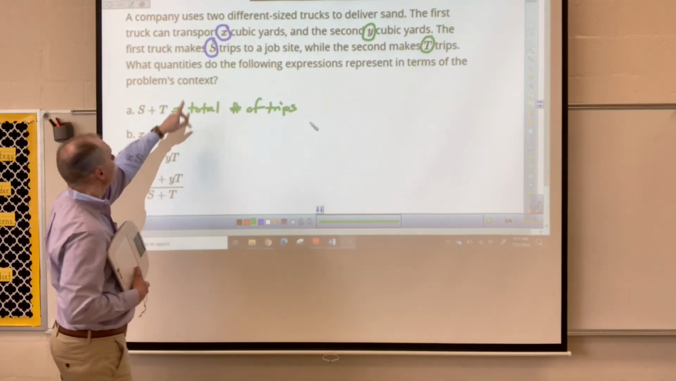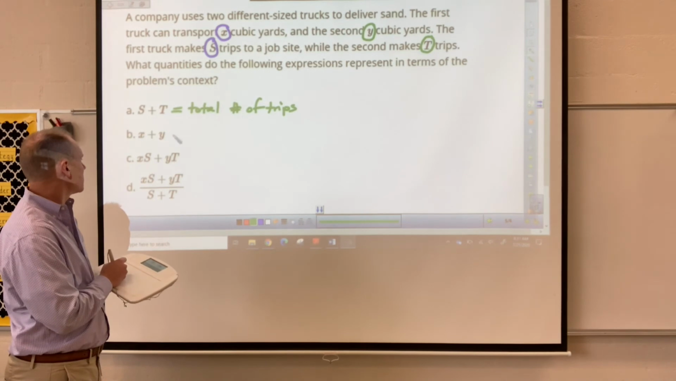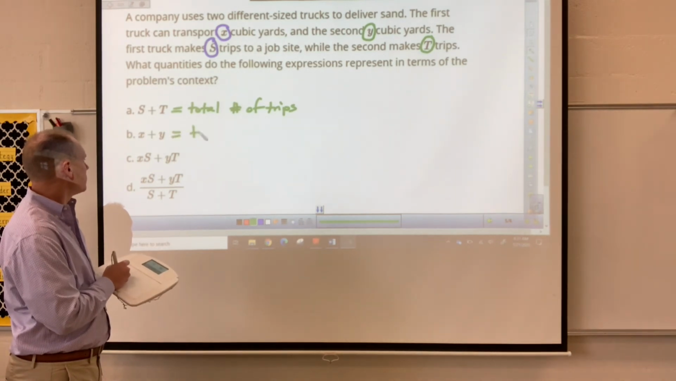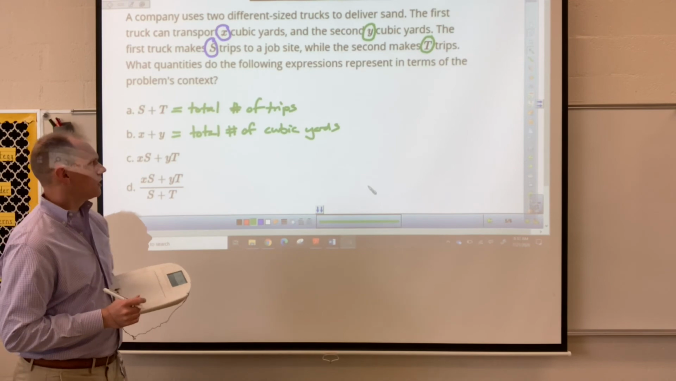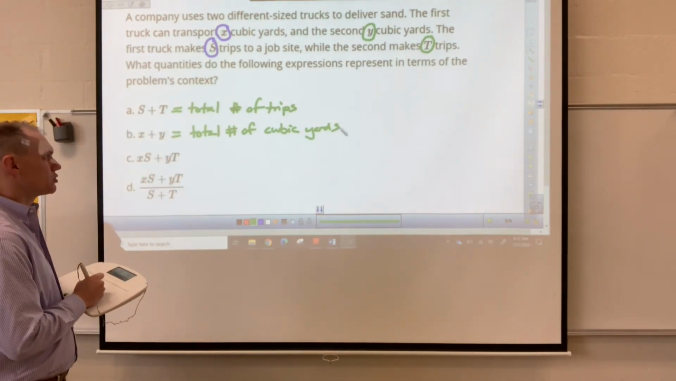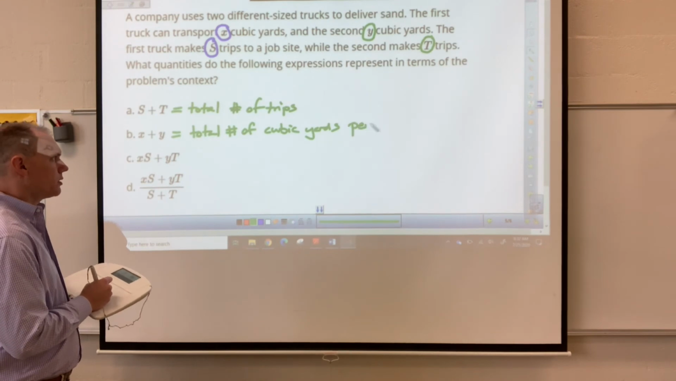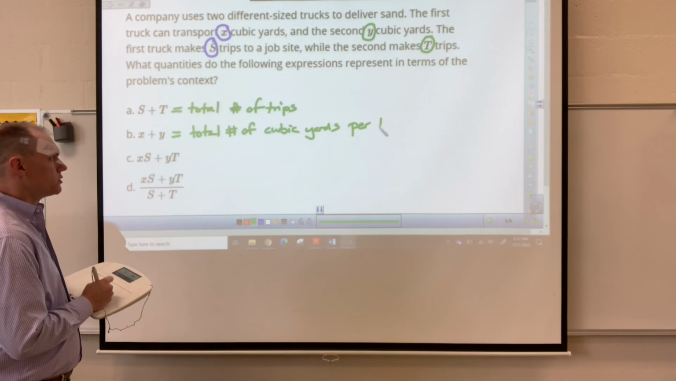X plus Y. X is the number of cubic yards the first truck takes. Y is the number of cubic yards the second truck takes. So that's going to be the total number of cubic yards taken by both trucks per trip. So I'm going to put per one trip each.